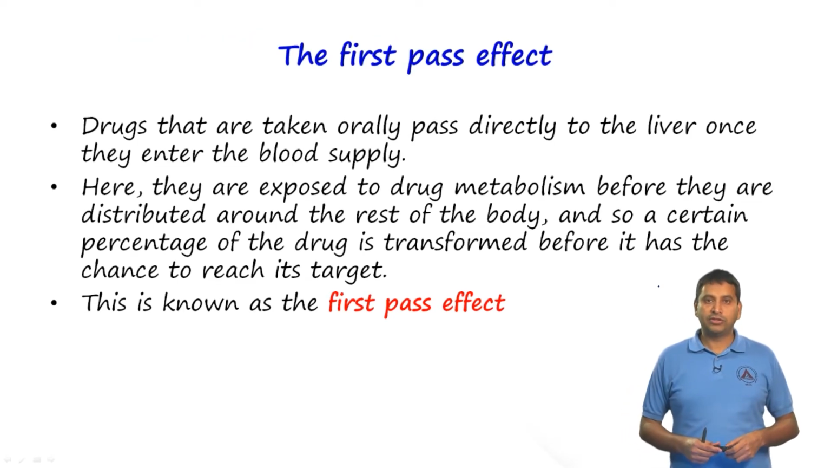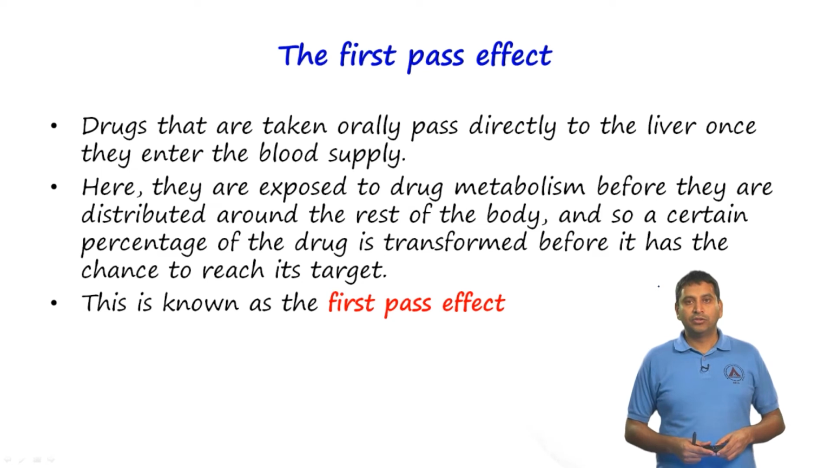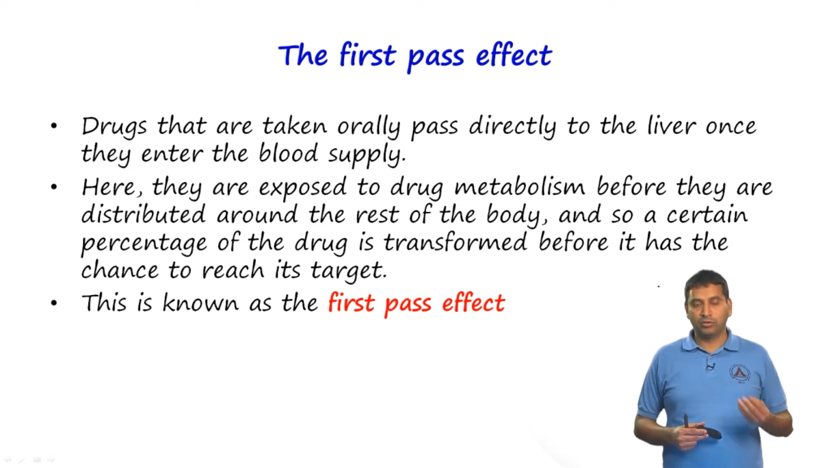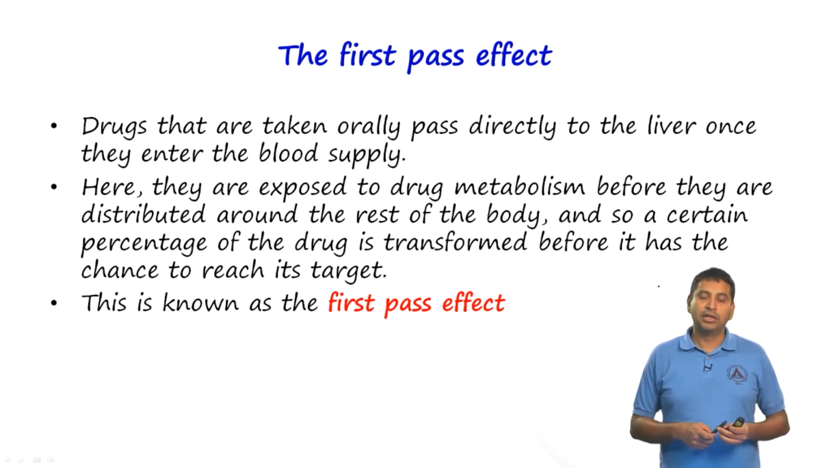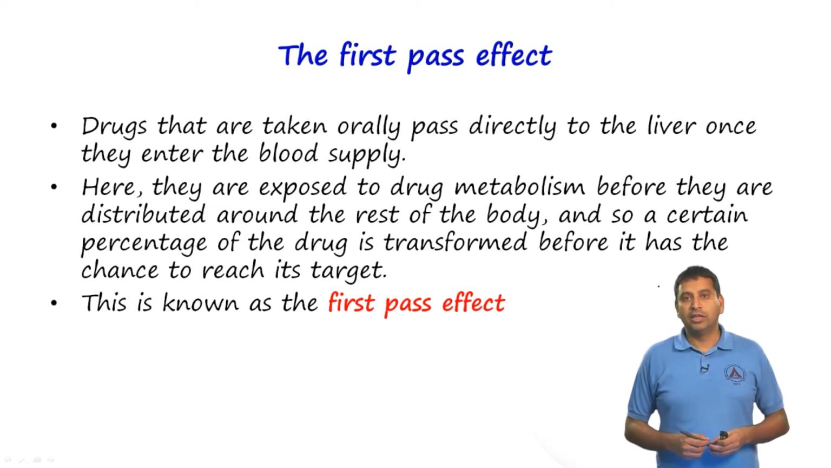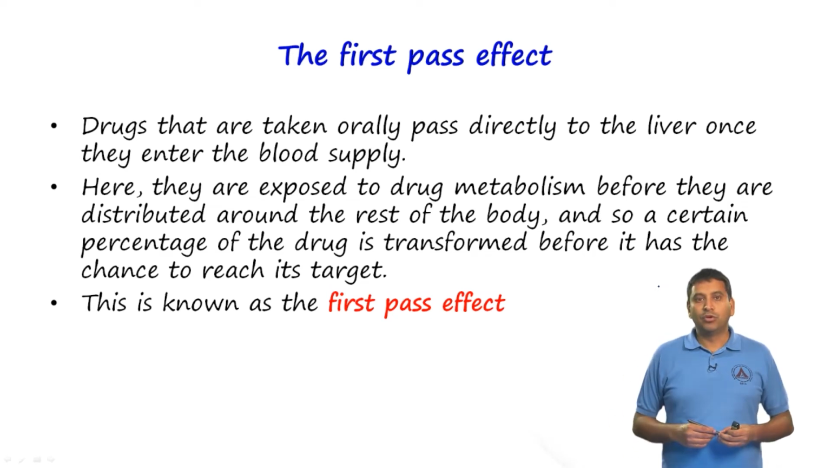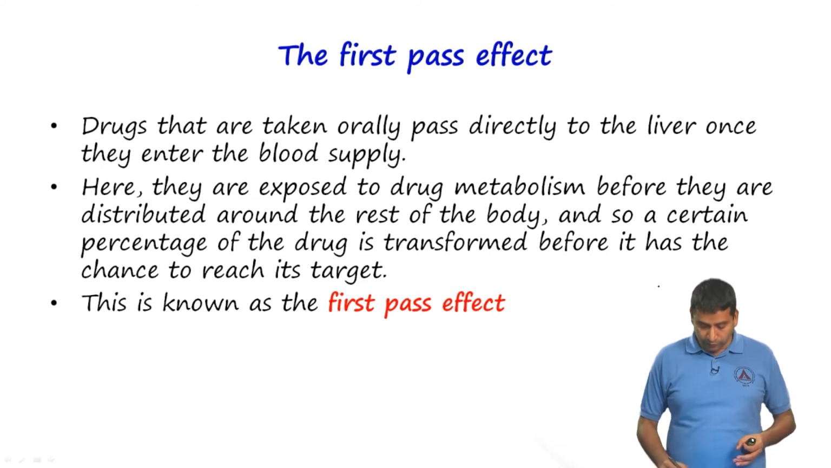So, before we go forward, let us understand what the first pass effect is. What happens when you take a drug orally is that it goes into the stomach, and from the stomach it gets degraded in some part to metabolites, and then it goes into the upper intestine, and as well as in the stomach it is absorbed into the blood, right. Once it gets into the blood, it has to go to the liver, right. In the liver it is exposed to various metabolism pathways such as cytochromes P450. So, before they are distributed around the rest of the body, a certain percent of the drug is transformed to some metabolite. This effect is known as the first pass effect.